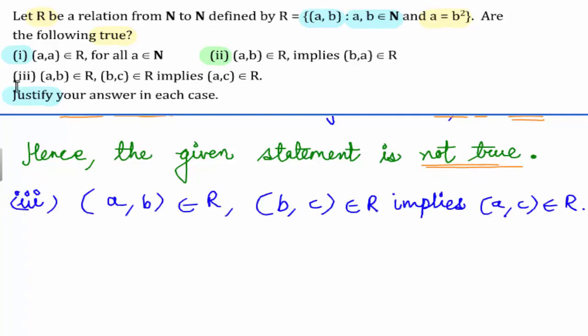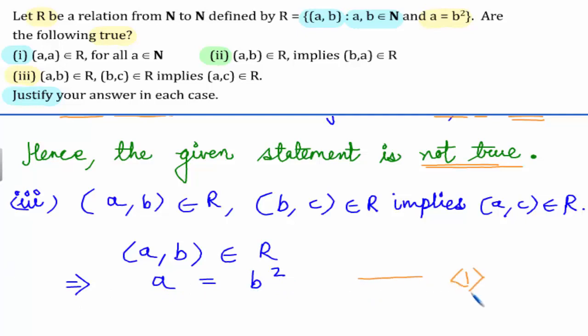Next, let us consider the third statement, and let us see whether this is true. It is given that if (a, b) belongs to R and (b, c) also belongs to R, this implies that (a, c) also belongs to R. Now (a, b) belongs to R. This implies that a = b². So let us name this as 1.